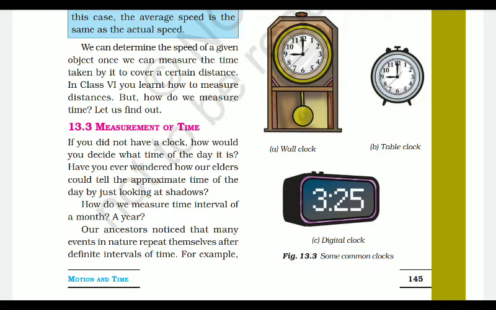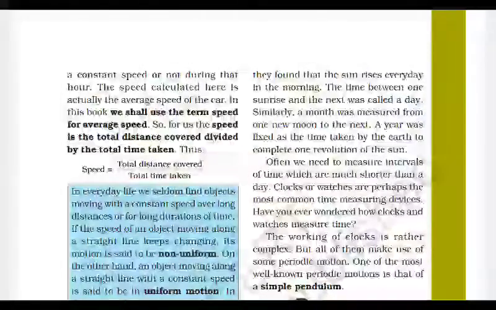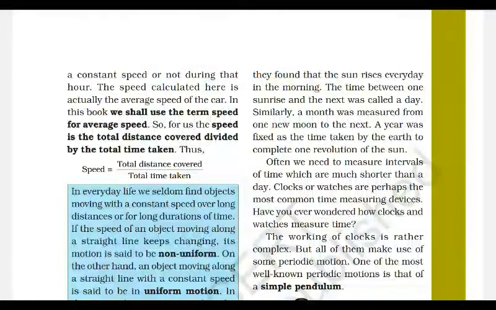Our ancestors noticed that many events in nature repeat themselves after a definite interval of time. For example, they found that the sun rises every day in the morning. The time between one sunrise and the next was called a day. Similarly, a month was measured from one new moon to the next. A year was fixed as the time taken by the earth to complete one revolution of the sun.